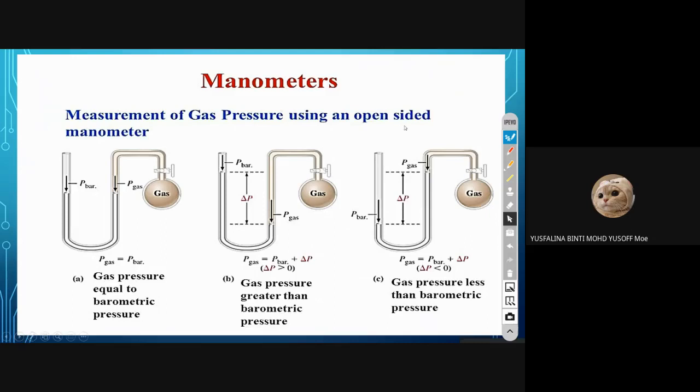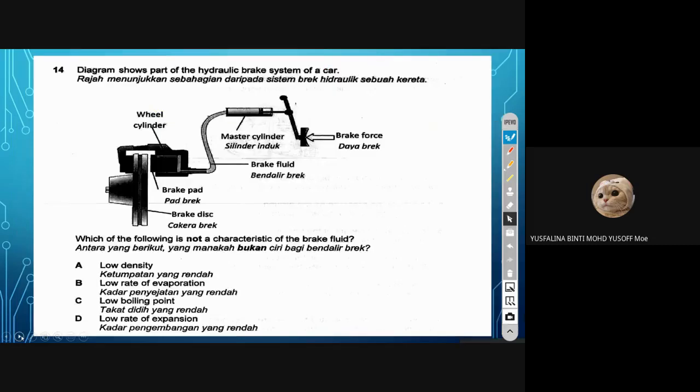Okay, so this is the one that we already discussed before. Right, the next one. The diagram shows a part of the hydraulic brake system of a car. Which of the following is not a characteristic of the brake fluid? The answer should be the low boiling point. Okay, low boiling point.